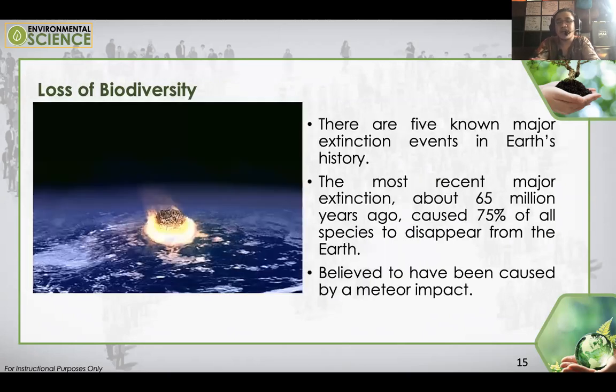So based on the history, no, of natural history of science, there were 5 major extinctions. And the most recent one is the Cretaceous extinction that happened approximately 65 million years ago and caused 75% of all species to disappear from Earth. And ito ay dahil daw sa meteor impact.